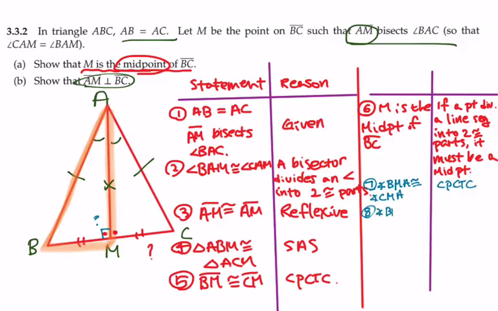And then they are what? They're supplementary to each other as well, because they are linear pairs. Then we get to realize that they're each equal to 90 degrees. The reasoning is when two congruent angles are supplementary to each other, then they must be 90 degrees. So that's what we are writing here.